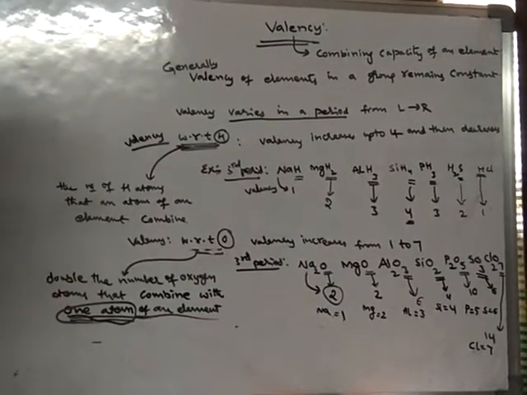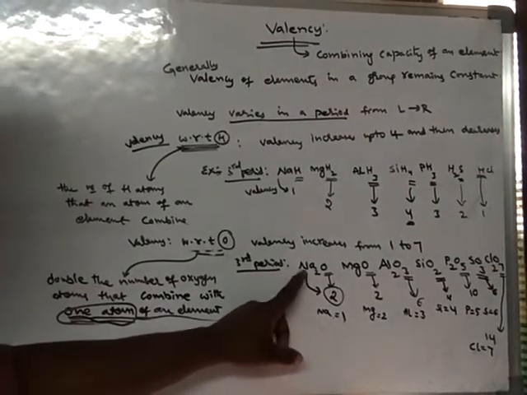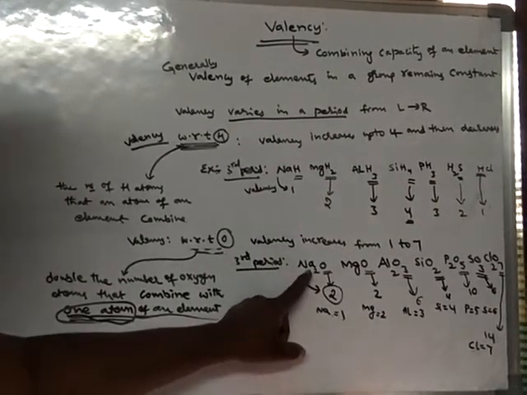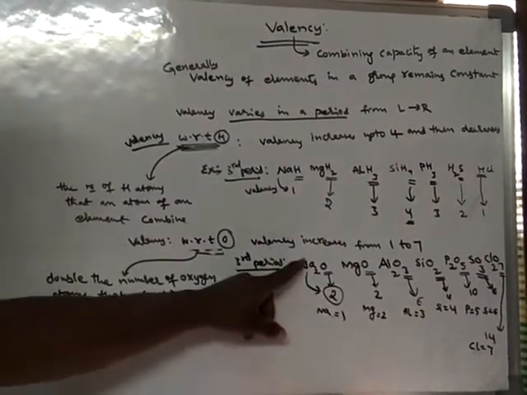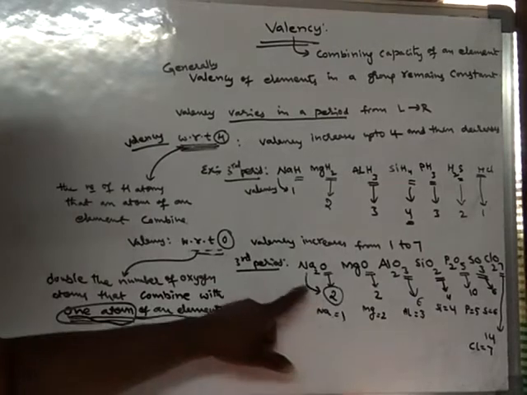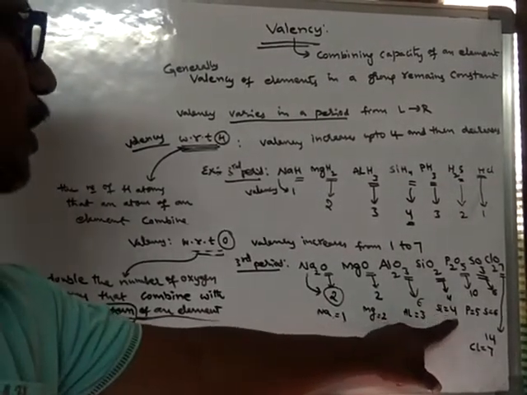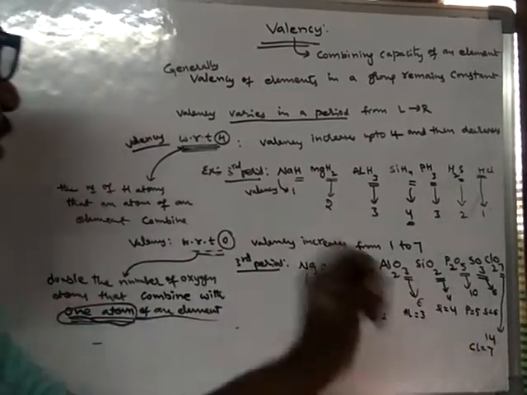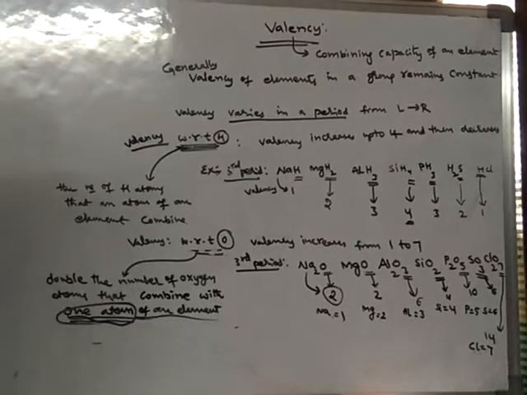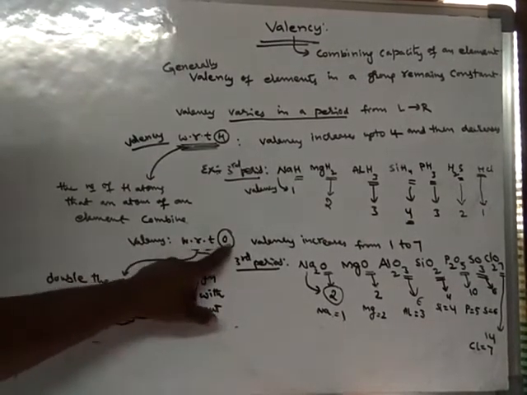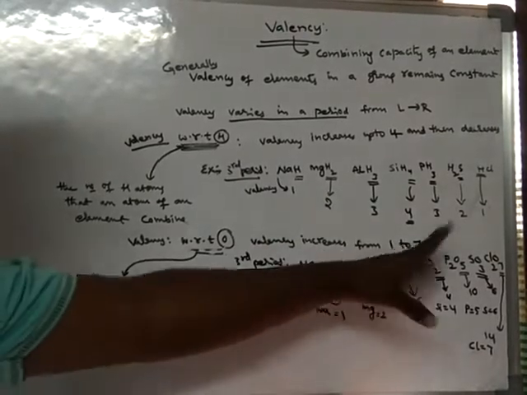Generally, if you take any period, the behavior will be like this only: valency increases from 1 to 7. Initially the third period element is sodium, and after sodium come magnesium, aluminium, and so on. Sodium's valency is 1, magnesium 2, aluminium 3, silicon 4, 5, 6, 7. So valency with respect to oxygen increases continuously from 1 to 7.